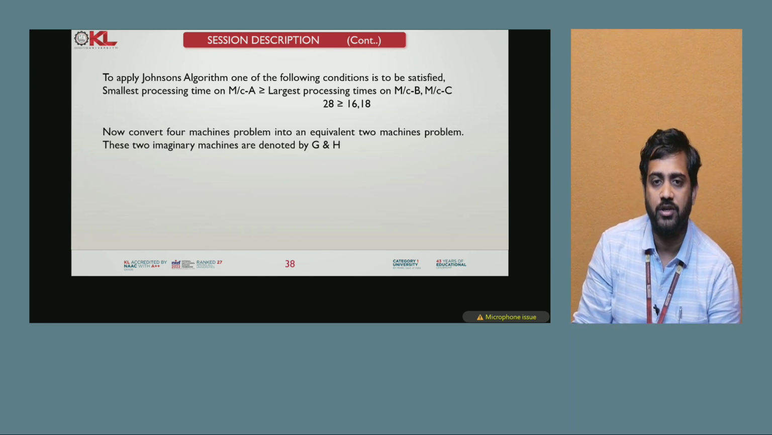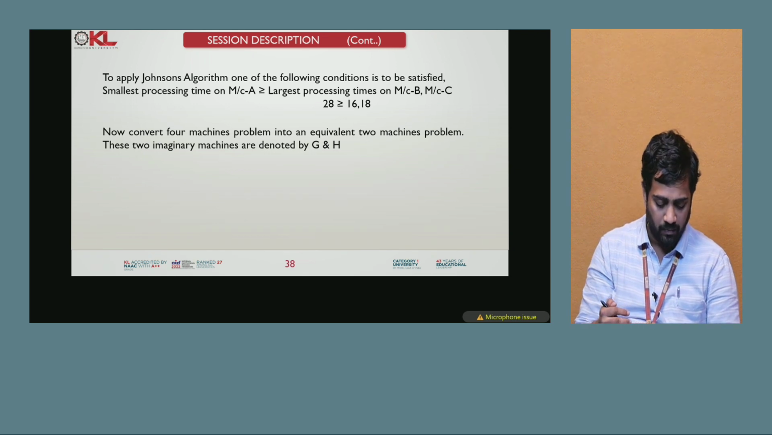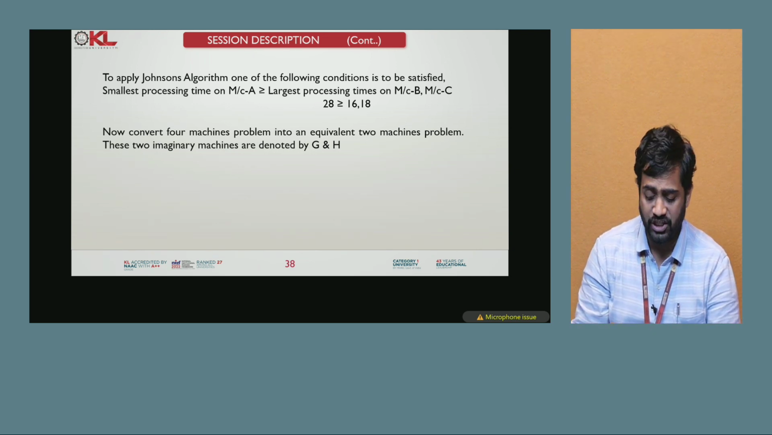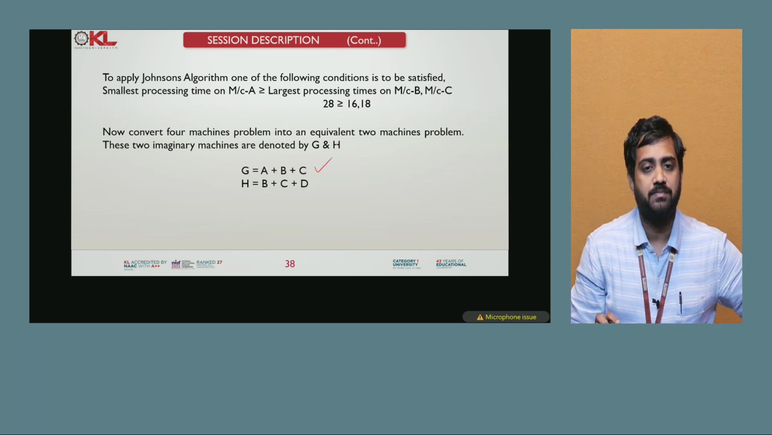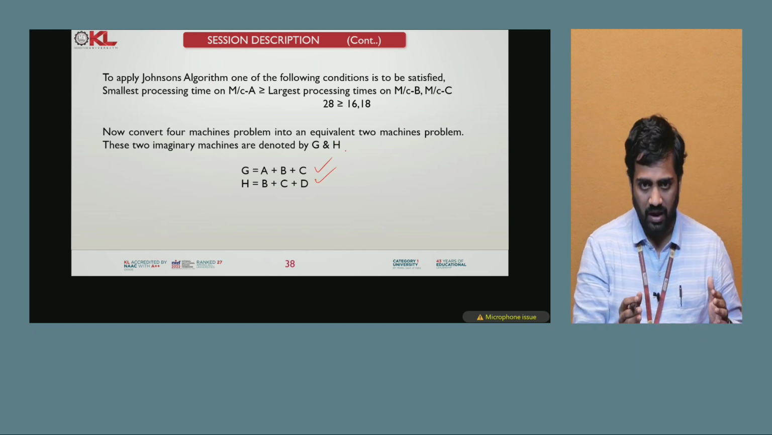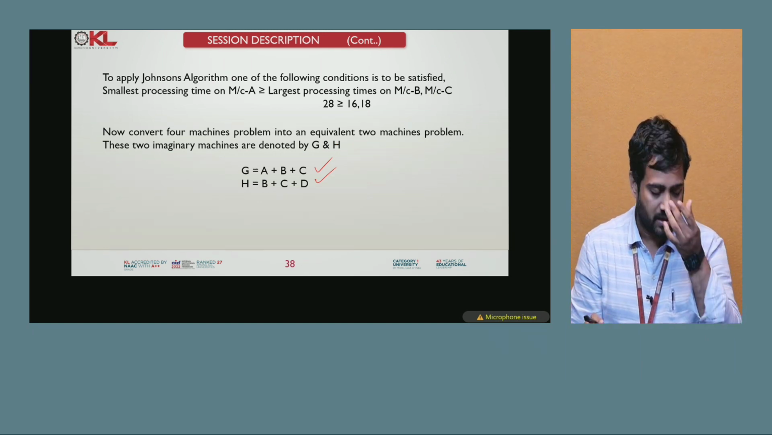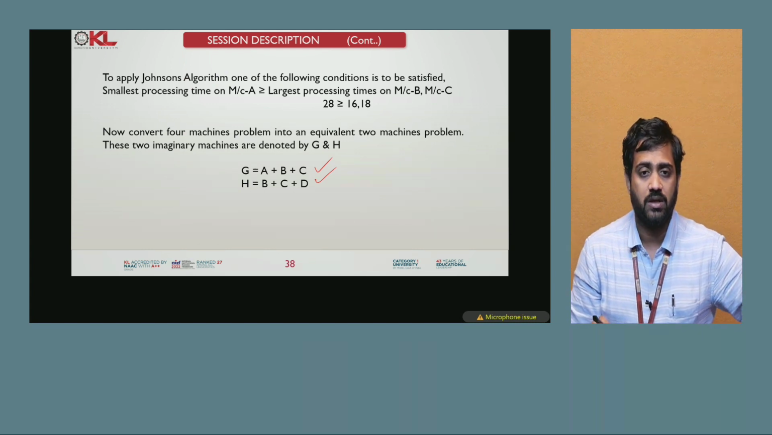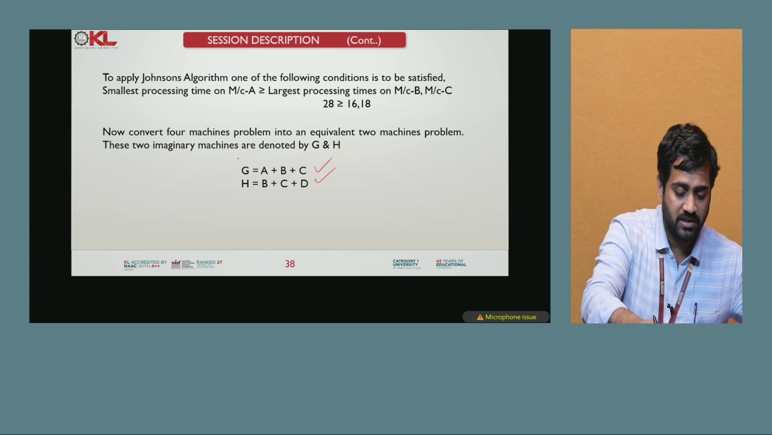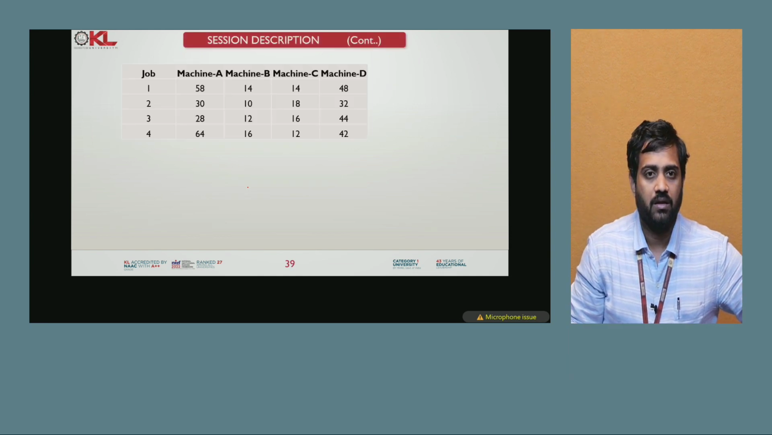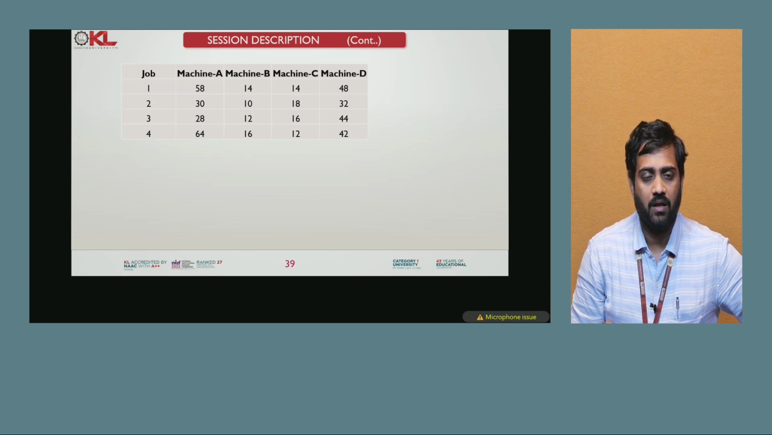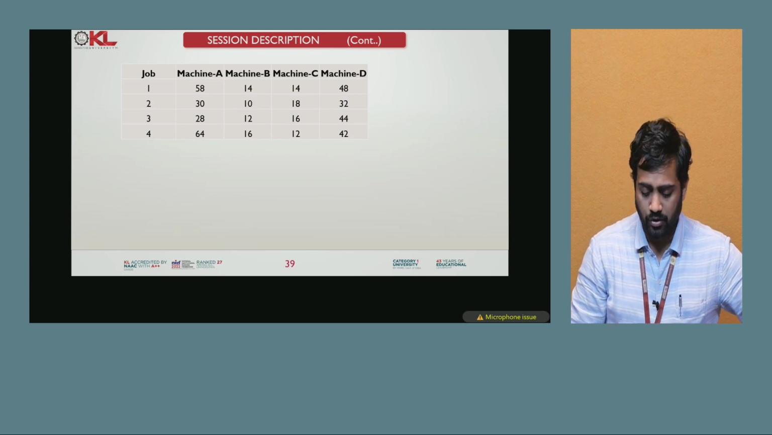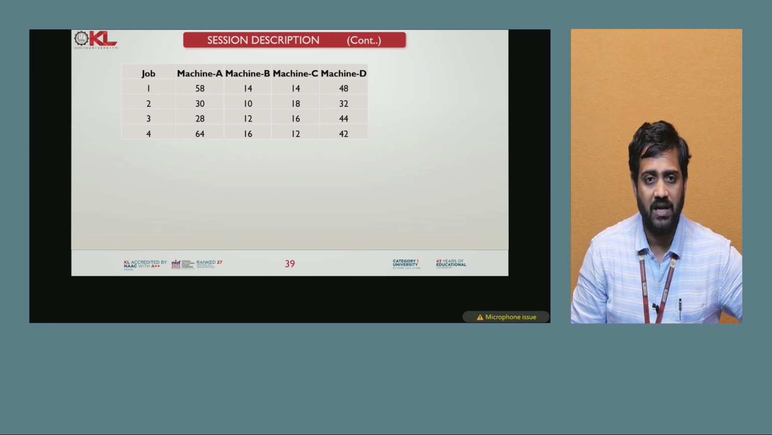So as I told you, the 4 machine problem is converted into an equivalent 2 machine problem where the 2 imaginary machines are G and H. G will be equal to A plus B plus C, H will be equal to B plus C plus D. By taking this assumption you can get the processing times for both imaginary machines G and H. Now this is the problem. You convert the 4 machine problem to a 2 machine problem by taking G equal to A plus B plus C, H equal to B plus C plus D. Just add the processing times.